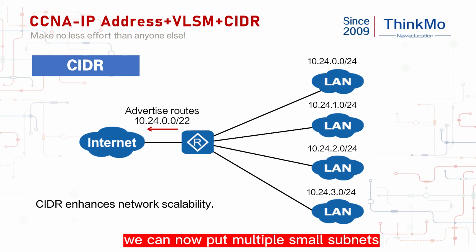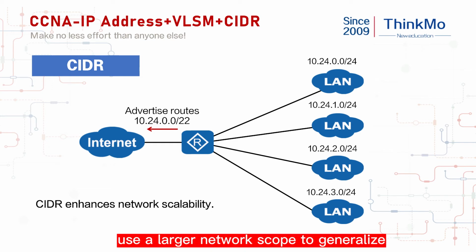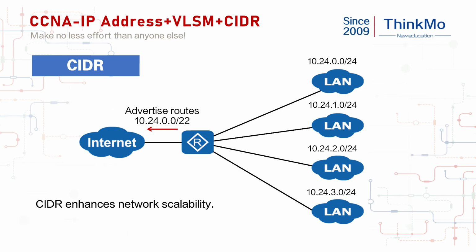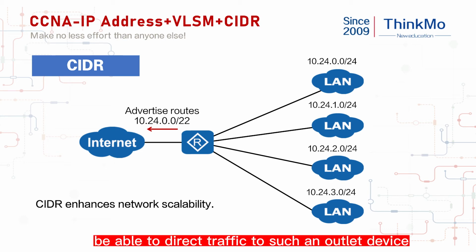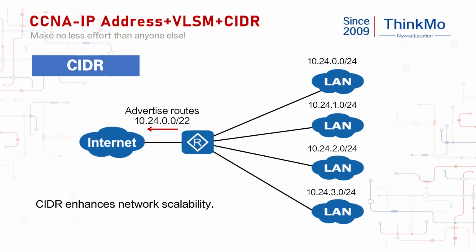We can now put multiple small subnets, use a larger network scope to generalize, and then optimize the overall appearance. That's what I mean. So for the device, as long as future traffic can match such a route, and be able to direct traffic to such an outlet device, it can perform more precise forwarding. This is what we call CIDR.